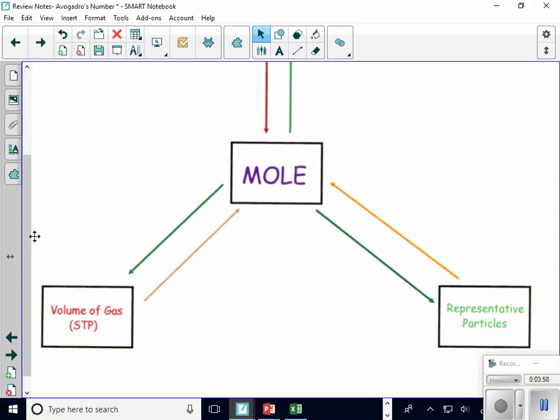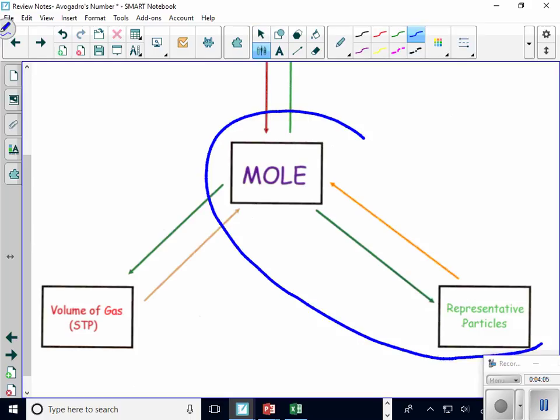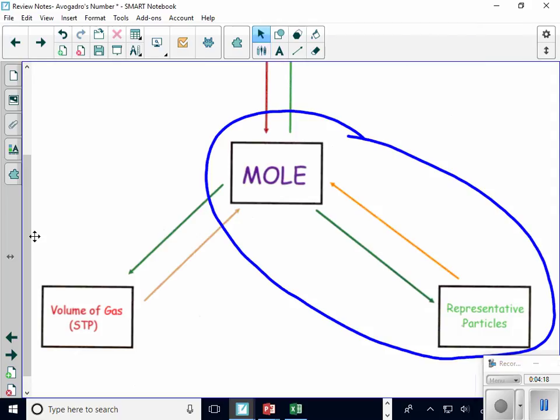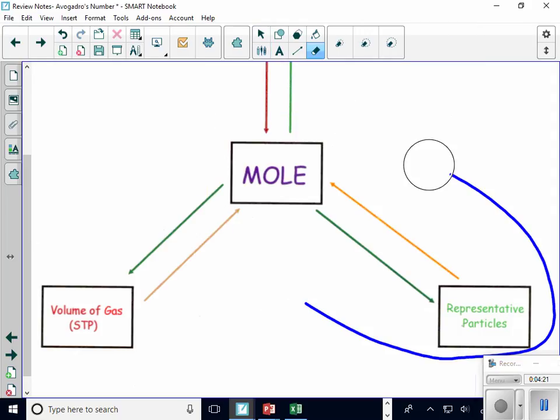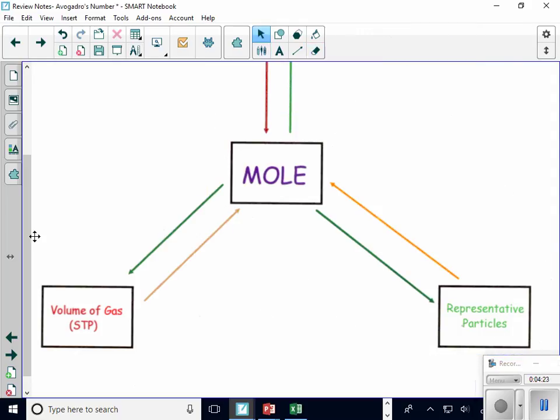So, the first branch that we're dealing with is this guy right here, going from moles to representative particles. Moles to representative particles and vice versa. So, when I am doing this, we talked about in the video conversion boxes, didn't we? A conversion box. I believe I used the example of the dozen, right? In the video to show you how to do conversion boxes.